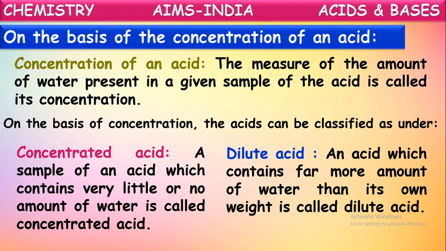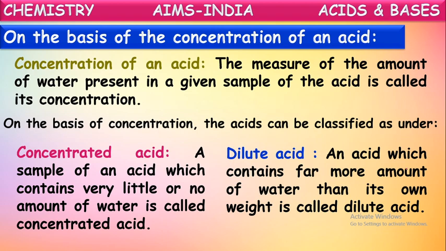If the quantity of water is more than the acid quantity, then that is said to be dilute acid. An acid which contains far more water than its own weight is called dilute acid. For example, if we take 1 liter of an acid containing 900 ml of acid and 100 ml of water, what is it? The quantity of acid is more than that of water. Such an acid is called concentrated acid. More quantity of acid is there, so it is called concentrated acid.